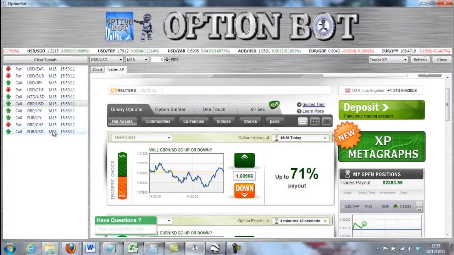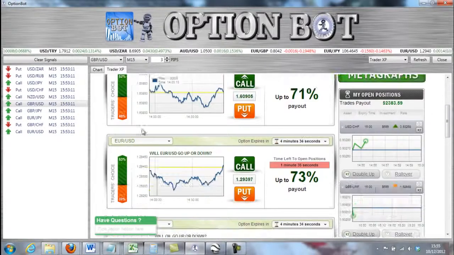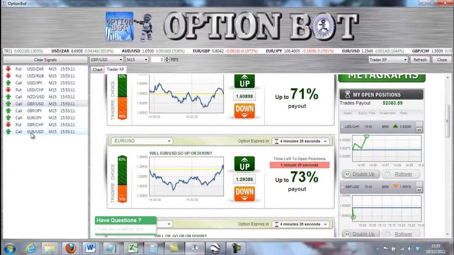I'm quite happy with that. Euro USD would have been a good one, but I like to trade when there's not much time left to trade. I find that I get the best. Oh, Euro USD, look, I actually have 4 minutes and 31 seconds. Oh no. Oh, I've got a minute and 30 to put one on Euro USD.